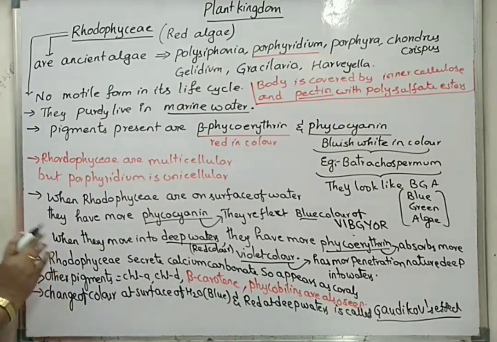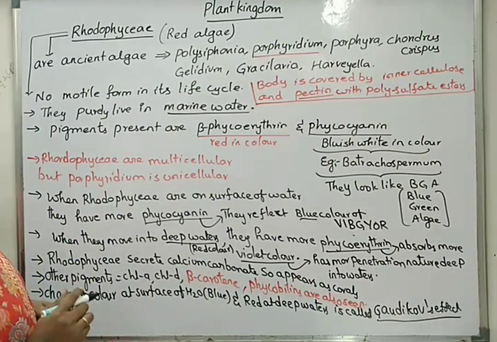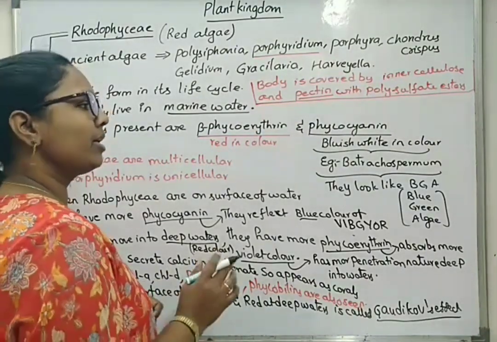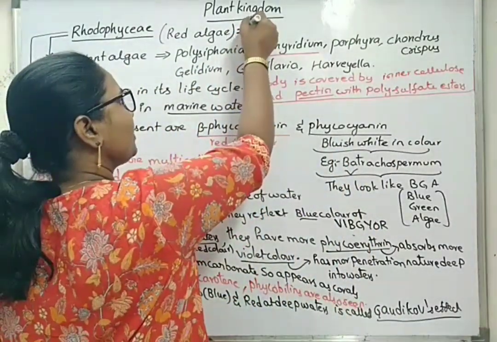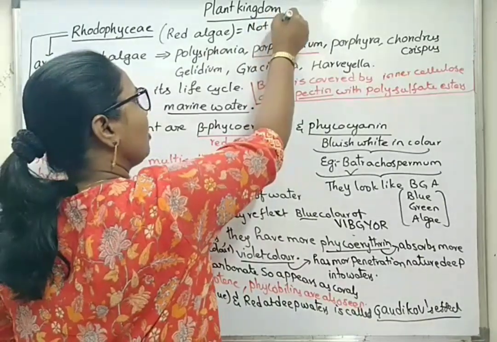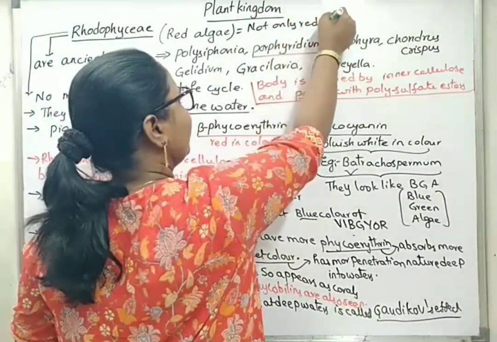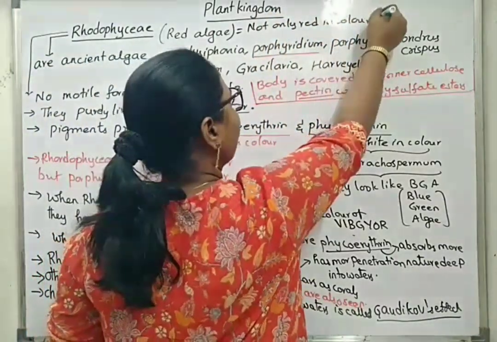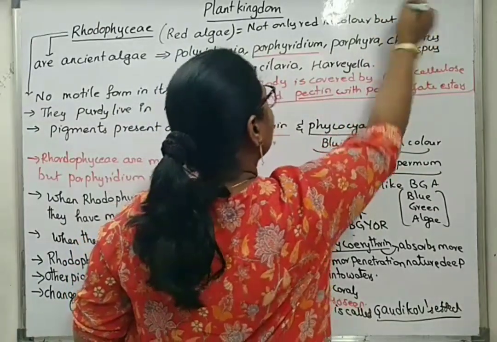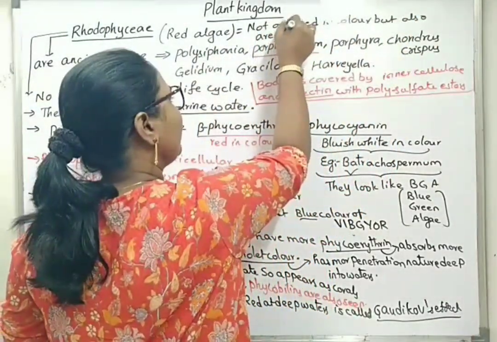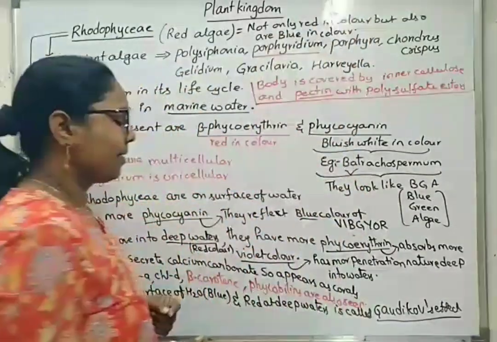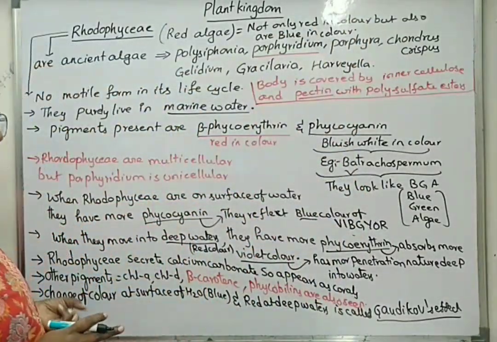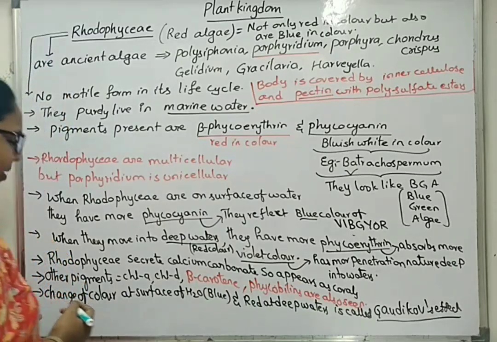So red algae are not only red in color but also exhibit blue color. Blue color is exhibited by Batrachospermum. So we can say the Gaudichaud effect is exhibited by blue-green algae also. Next.